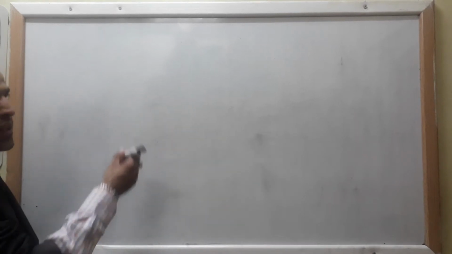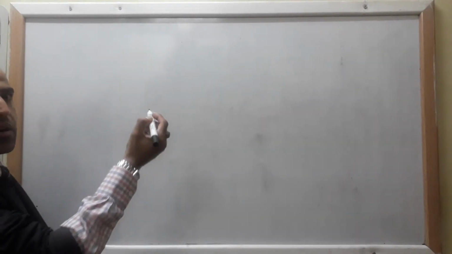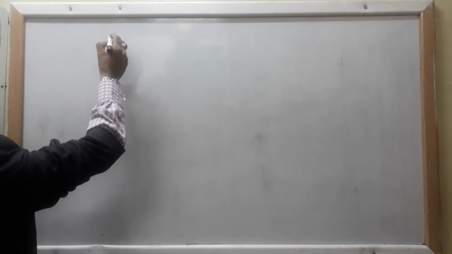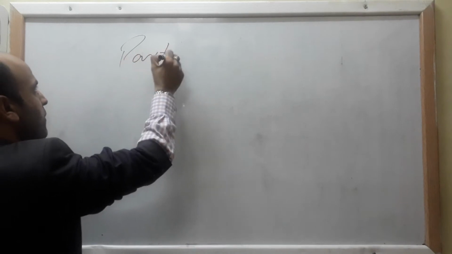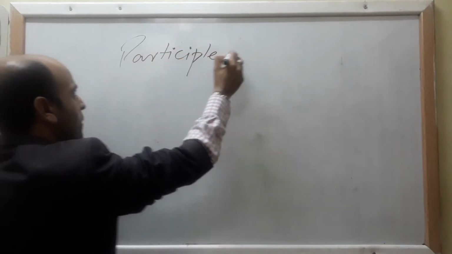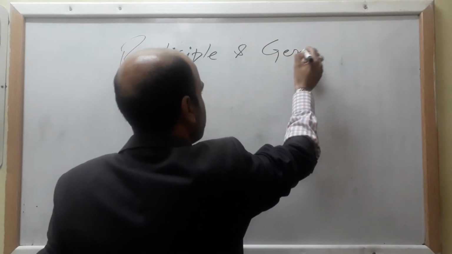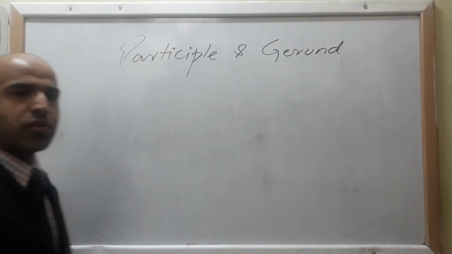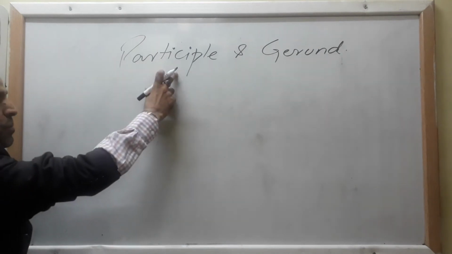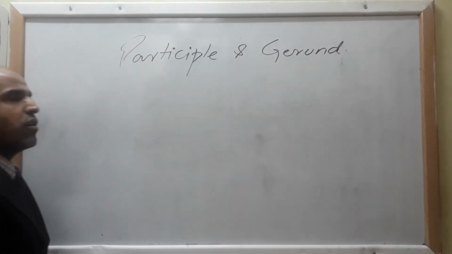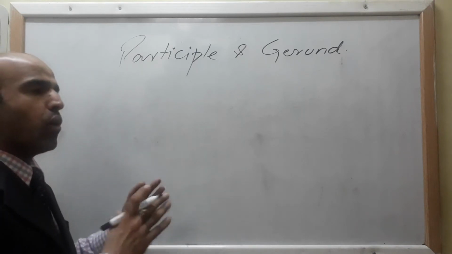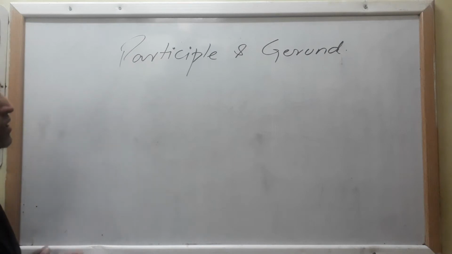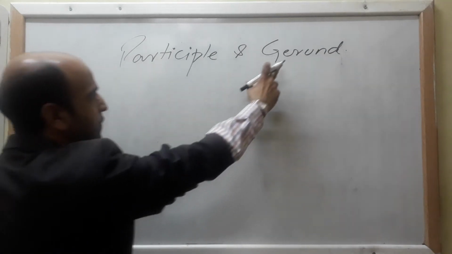Today we are going to talk about a very important grammatical unit, that is the difference or disparity between participle and gerund. This is very important to know. First of all, I am going to tell you what a gerund is and what a participle is. Clear? Then I shall tell you about the use of gerund.